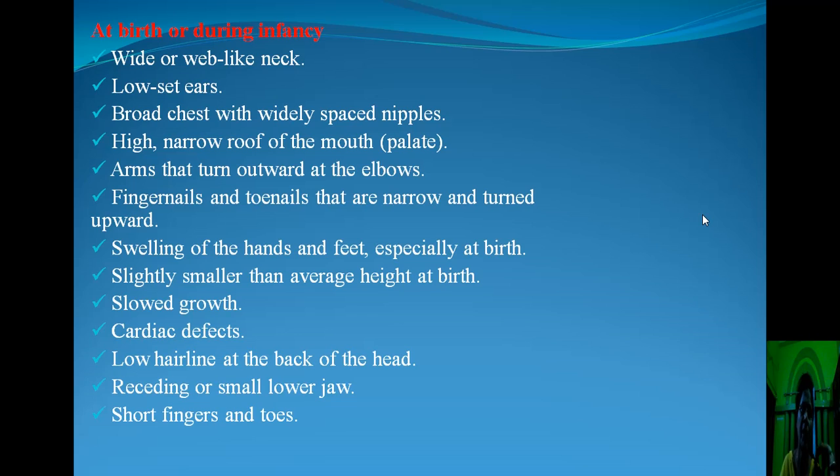The symptoms which are found at birth or during infancy are a wide or wave-like neck, low-set ears, broad chest with widely spaced nipples, high narrow roof of the mouth, arms that turn outward at the elbows, fingernails and toenails that are narrow and turn upward, swelling of the hands and feet, especially at birth, slightly smaller than average height at birth, slowed growth, cardiac defects, low hairline at the back of the head, receding or small lower jaw, and short fingers and toes. These symptoms are found at birth.